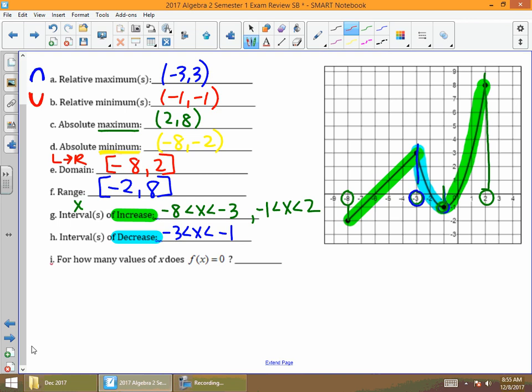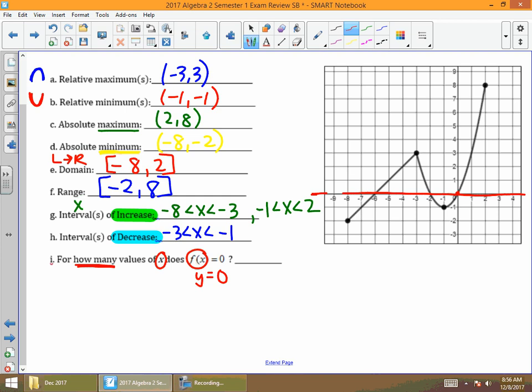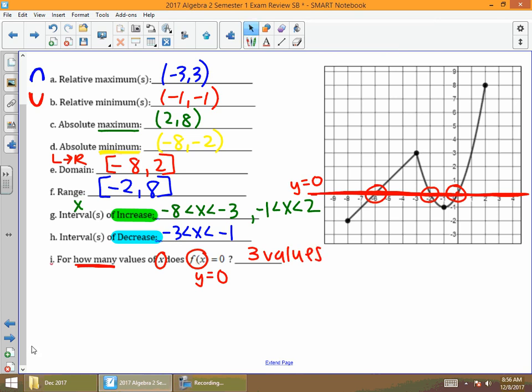The last part of this question asks for how many values of x. So it just says for how many, it doesn't ask which ones, but for how many values of x does f of x, remember it's just y, equal 0. So you're looking at your graph to find any place where your y coordinate would be 0. So your y-axis goes up and down. So y is 0 here. So anything that crosses this line, which is the line y equals 0, is going to be what you're looking for. So there's 1, 2, 3 different values of x for which your y value would be 0.